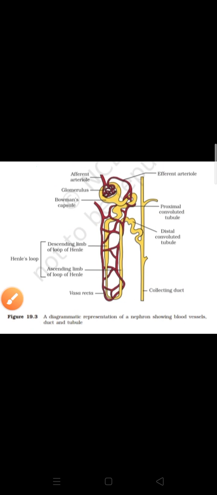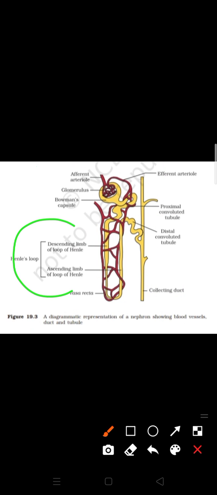Now come to the next point. It is known as the Henle loop. The Henle loop has two parts: the descending limb, which brings things down, and the ascending limb, which takes things up. Okay, and the last part is the vasa recta. Here you can see that it runs straight in the renal medulla. It is U-shaped, hairpin shaped.